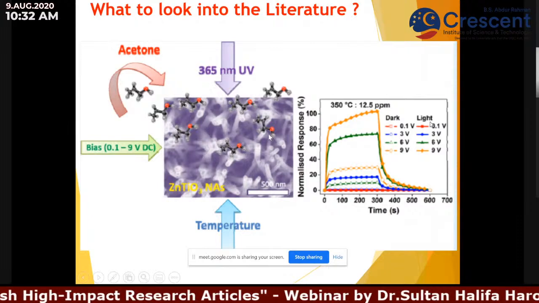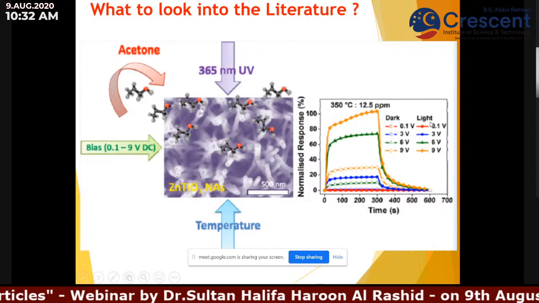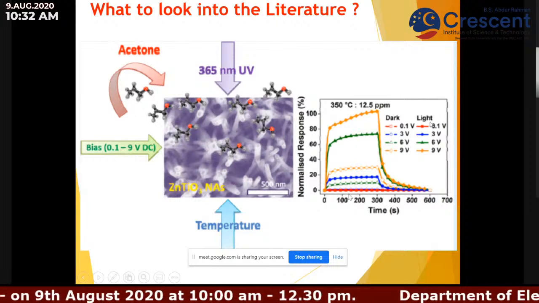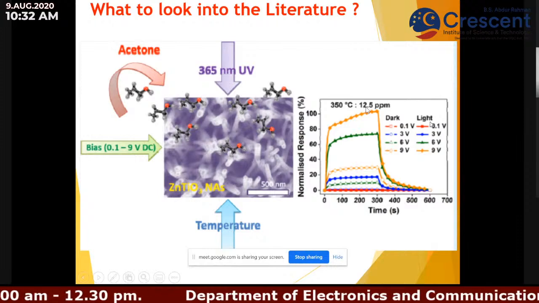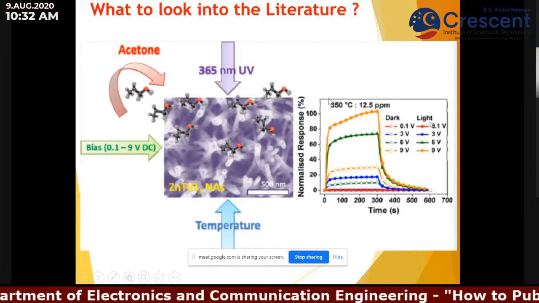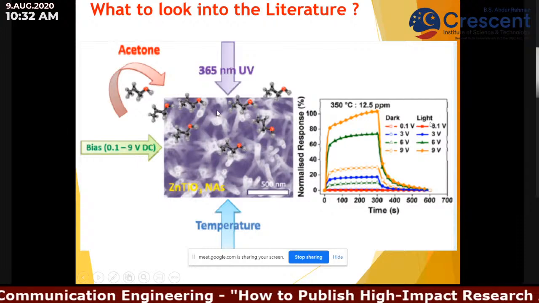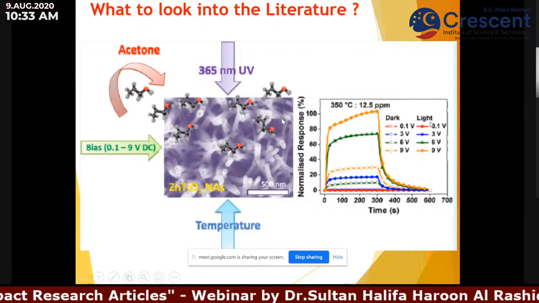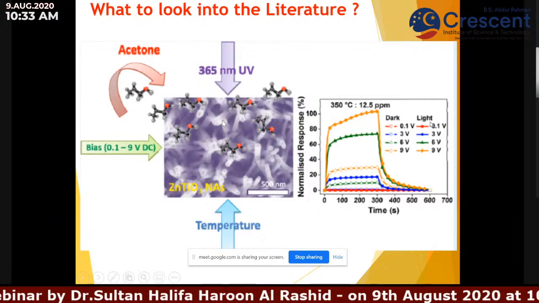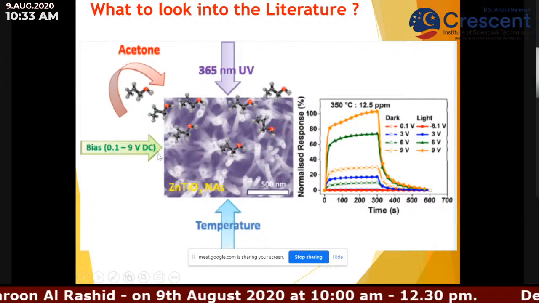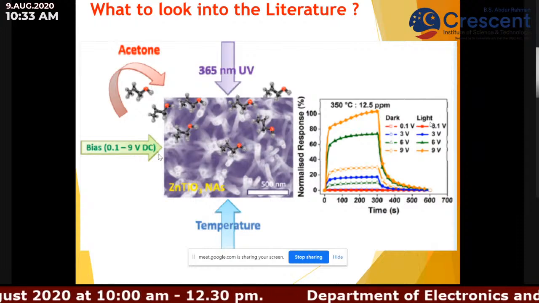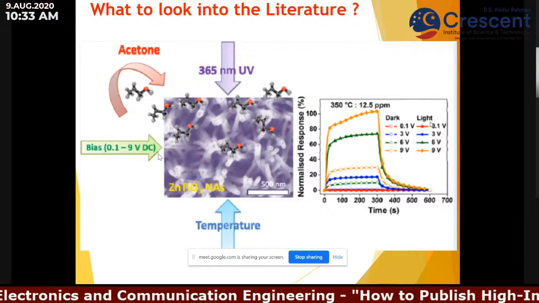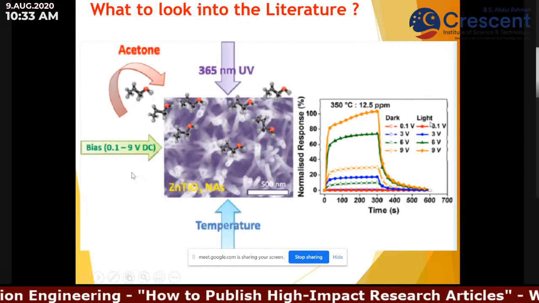Now what we see from the papers from the Indian subcontinent, they say, oh, I have done all these things, and when I increase the bias from 0.1 to 9 volt, you can see the graph, the response increases. This is not something a high impact journal will expect from you. That journal will ask you, when the light interacts with your material, what happens in your material? When you heat your material, what happens to the material? What sort of thermodynamic, material science, or electronic band changes occur? When you apply bias from 0.1 to 9 volt, what happens to your material? And what happens when all these 3 conditions exist together and also separately? Now, what happens when you pass acetone into your material when all these conditions are on, and when all these conditions are off?